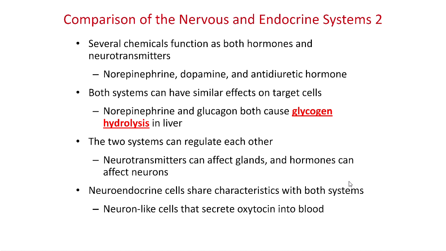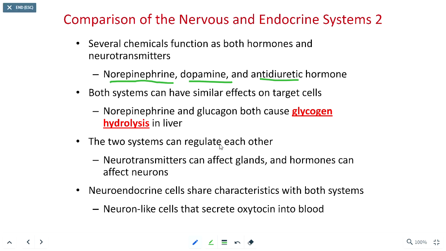So as we look at our endocrine system and our neurotransmitters, there's some double dippers here. We can have some chemicals that act as both a neurotransmitter and a hormone. For example, we have norepinephrine, dopamine, and antidiuretic hormone. These are double dippers.